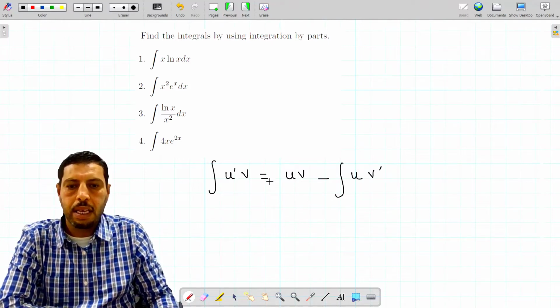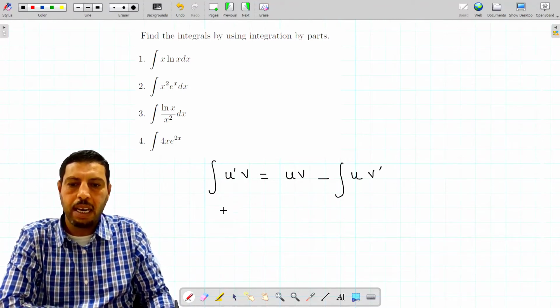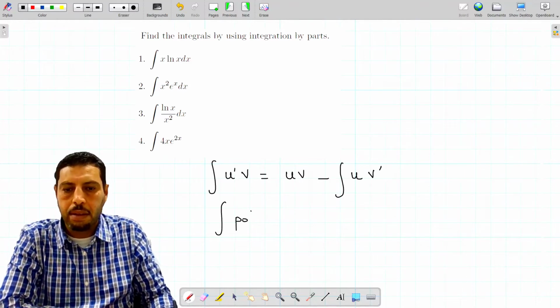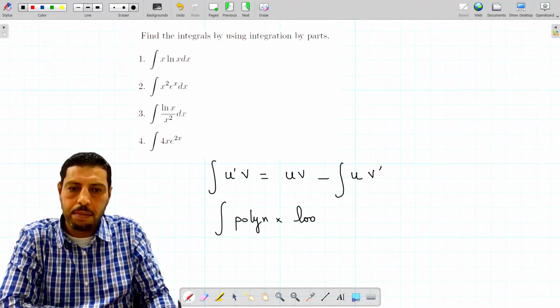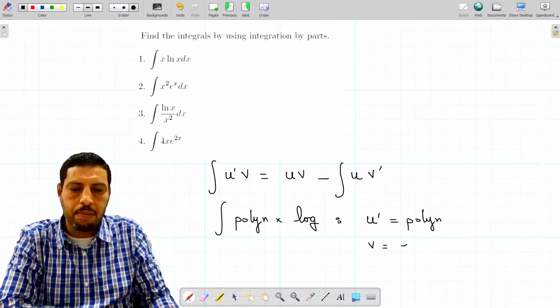The most difficult thing when applying the integration by parts is the choice of u prime and v. And here I will give you a hint before starting our activity. If you have an integral of a polynomial times a logarithmic function, then you consider u prime as the polynomial and v as the logarithmic function.